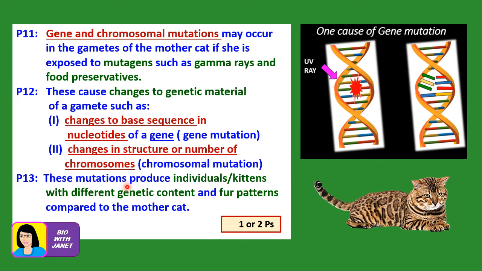Now, these mutations produce kittens with different genetic content and fur patterns compared to the mother cat, because the mother cat didn't undergo the mutation, but the gametes did. So when the gametes are fertilized, you produce kittens which have the mutation, and it could result in different fur patterns compared to the mother cat.